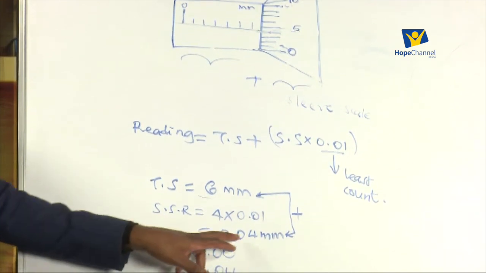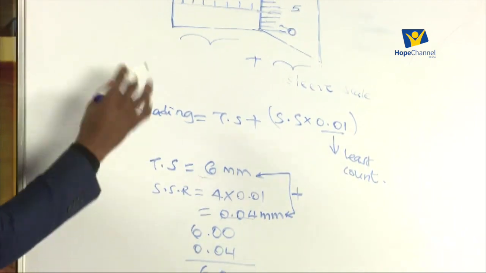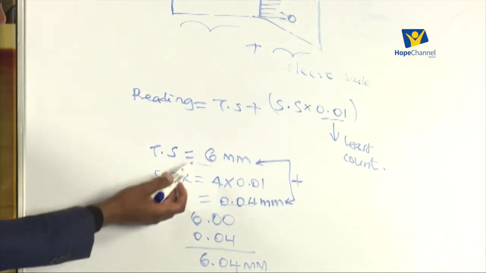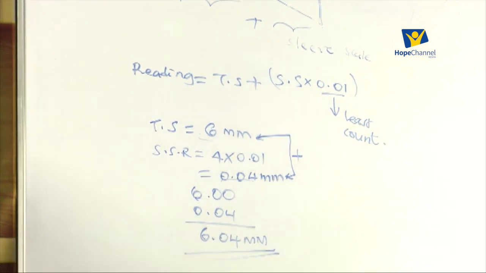0.01, so we have 0.04. That is the reading of the sleeve scale. So that now the total reading of the scale that is displayed will be 6 plus 0.04. We get 6.04 millimeters. Now, we have two scales.